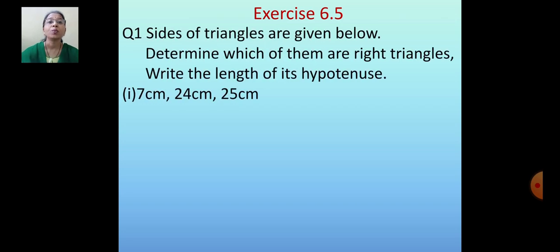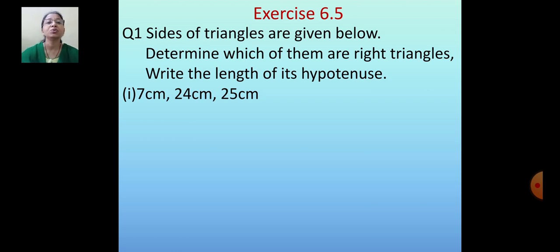Question number 1. In the first question, the sides of triangles are given below. Determine which of them are right triangles. Write the length of its hypotenuse. Okay, 3 lengths are given. Just by observing the lengths, you can't state whether the given triangle is a right angle triangle or not. So let us see how to decide whether it is a right angle triangle.